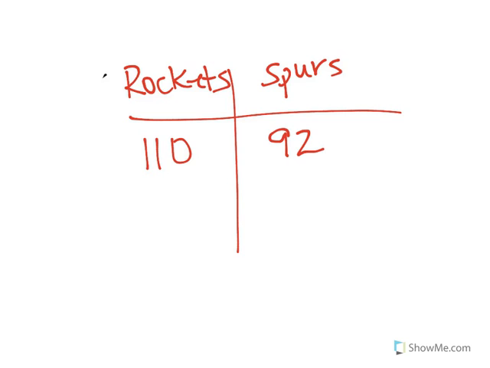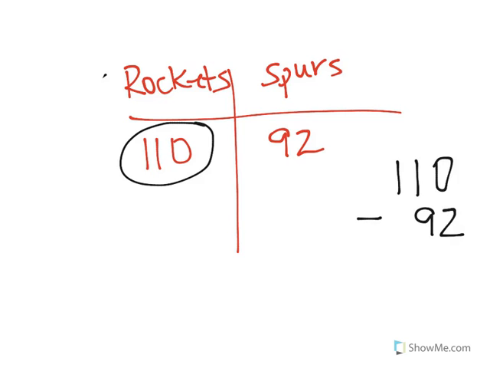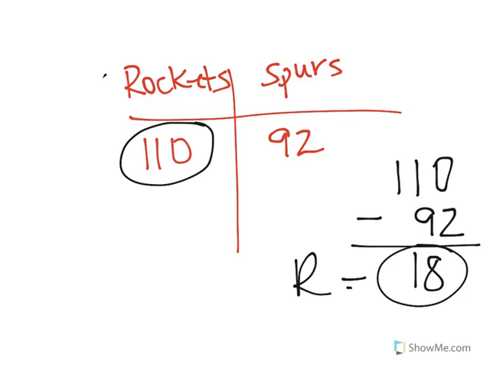Well, by how many points? Well, if you look here, you're going to be able to tell that the Rockets won because they had a bigger number. And if you want to know by how much they won, what would you do? You're going to subtract. You're going to subtract 110 minus 92, which will give you 18. So my answer would be the Rockets won by 18 points. Do you understand the scoreboard? Pretty easy. Now, what we're going to do the same thing using integers.